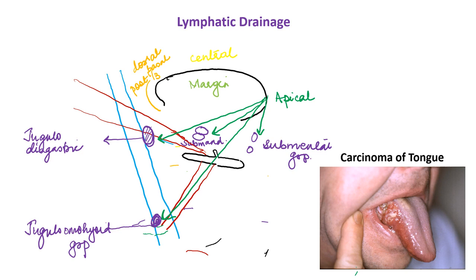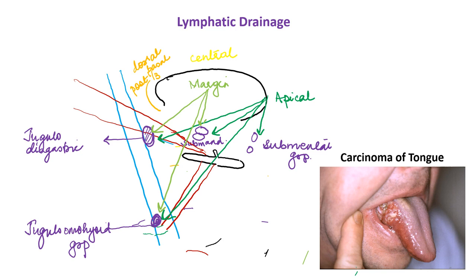Then, the marginal group, that is from the margins and the side of the tongue. The lymph would drain to the submandibular group, the jugulo-digastric group, as well as the jugulo-omohyoid group. From the central zone, that is which is present adjacent to the fibrous septum.